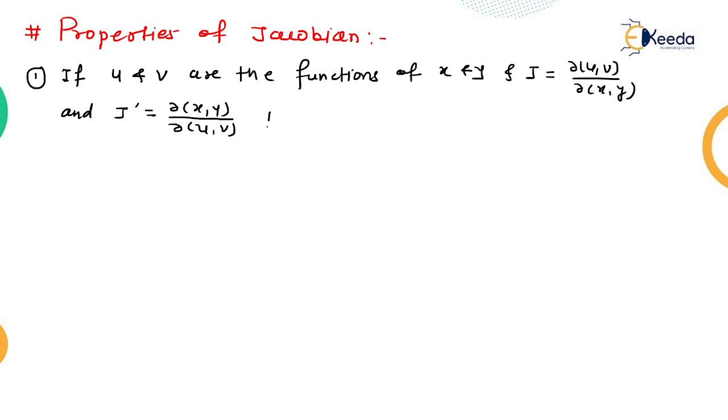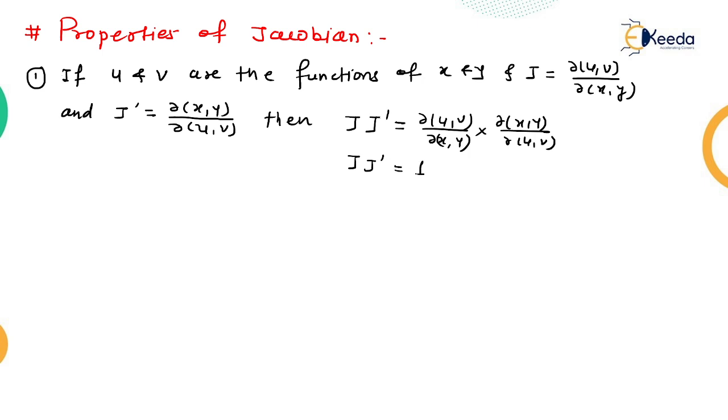Meaning, let's assume J and J'. Then J times J' equals ∂(u,v)/∂(x,y) into J' which is ∂(x,y)/∂(u,v). Okay, I hope you understand that this (u,v) and this (u,v) cancel here, and you will get the result J J' equal to 1. So that is the first property we discuss here: J into J' is equal to 1. I hope you understand this.